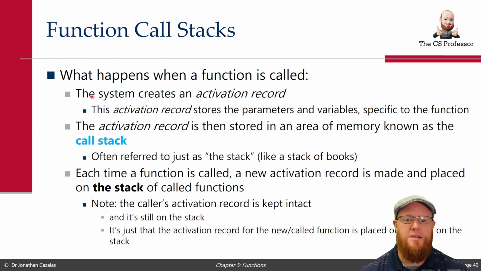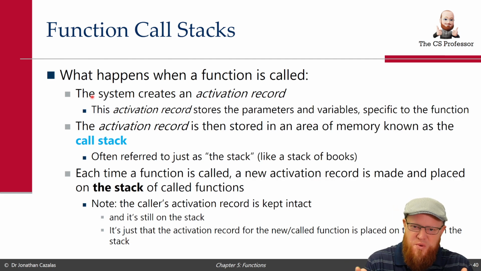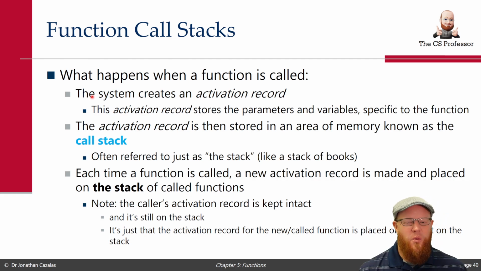The system creates what is known as an activation record. This activation record, don't be scared, it's just two words. It's not some scary term. But what it is, it's an area of memory that stores the parameters, the formal parameters that you send over, as well as any other variables for that function. This activation record is then stored in an area of memory known as the call stack.